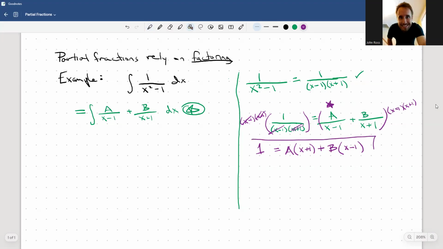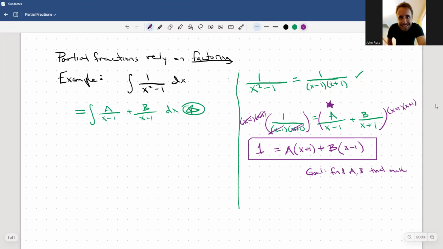I'll see if I can box that. Our goal was to identify A and B. And so I'm trying to find constants A and B that make this equation hold true. And I'll write that down to remember that that's my goal. The goal is to find A and B that make this equation true, that make these two sides actually equal to each other.